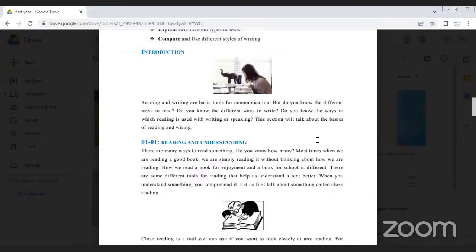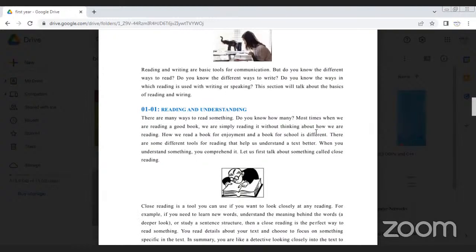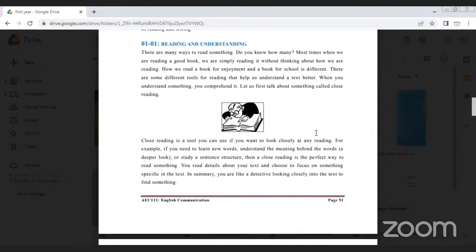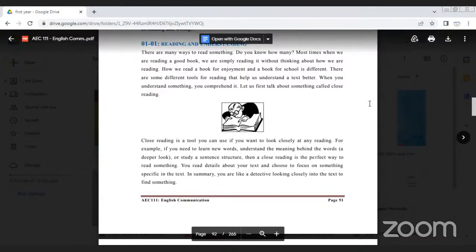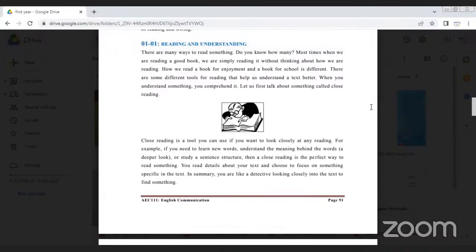Okay. This section will talk about the basics of reading and writing. Let's see reading and understanding: how to read and how to understand this reading. There are many ways to read something. Do you know how many? Most times when we are reading a good book, we are simply reading it without thinking about how we are reading. How we read a book for enjoyment and a book for school is different.